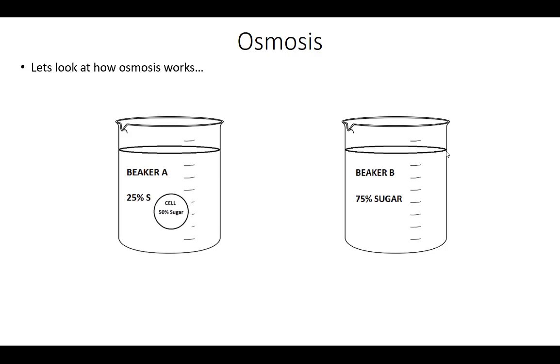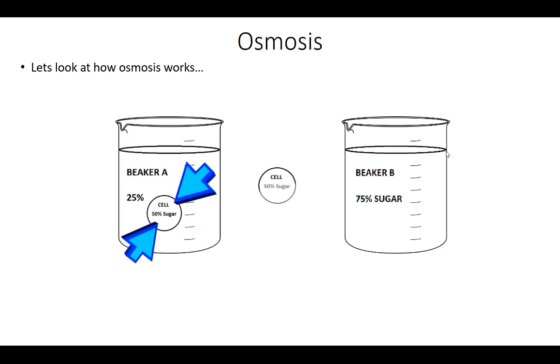If we put the cell over here, what has more sugar, the beaker or the cell? Well, the cell has a higher percent of sugar, so in osmosis, the water is going to move towards the highest concentration. So it's going to go into the cell to try to dilute that sugar down. What if we take that same cell and put it in beaker B? Well, same principle, it's going to move towards the greatest concentration, but this time it is outside the cell.